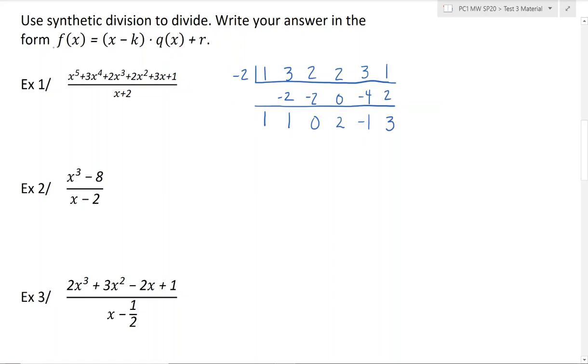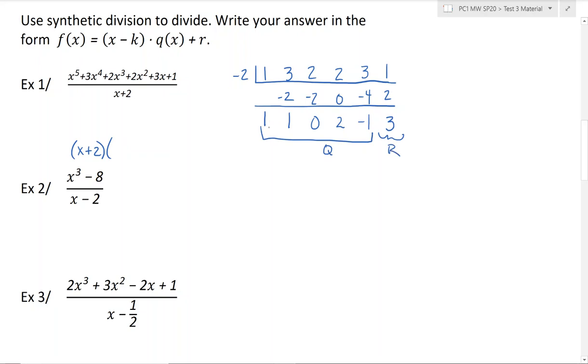So we're going to write our polynomial f of x, which is the numerator up here, as x minus k, x minus -2, so x plus 2, times the quotient. Now what is this going to be? Right here is going to be our coefficients for our quotient, and this is the coefficient for the remainder.